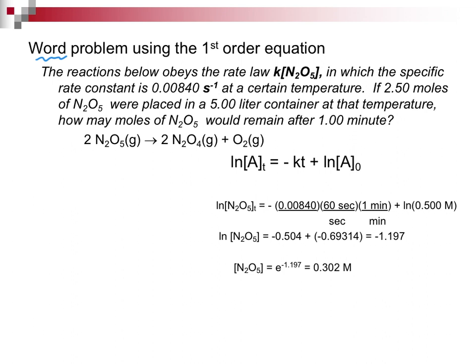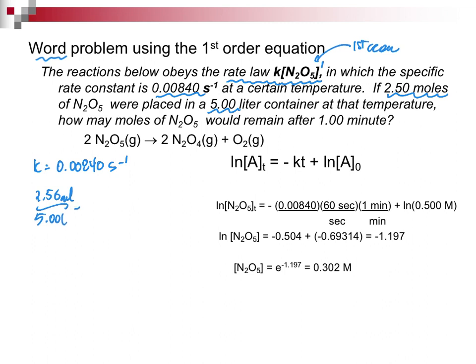So let's read the problem together. It says it follows this rate law. Since there's the number 1 here, I know this is first order. Let's list all the things they've told us. They told us that the K is equal to 0.00840 seconds minus 1. They've told us 2.5 moles in a 5-liter container, 2.50 moles in 5.00 liters.